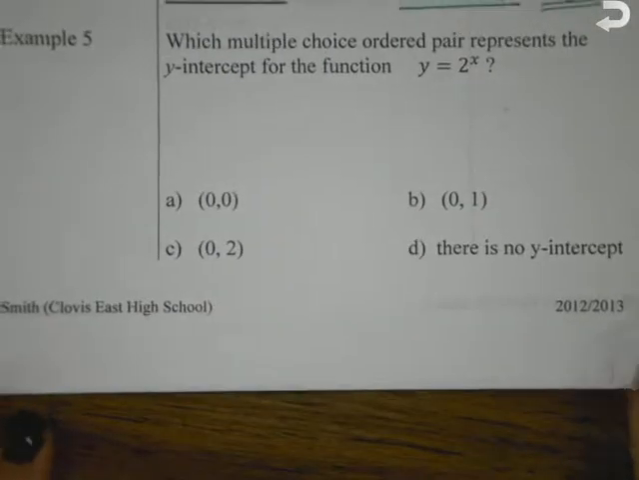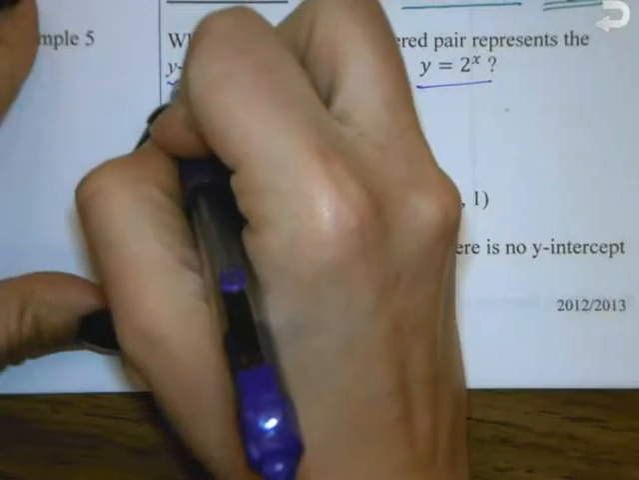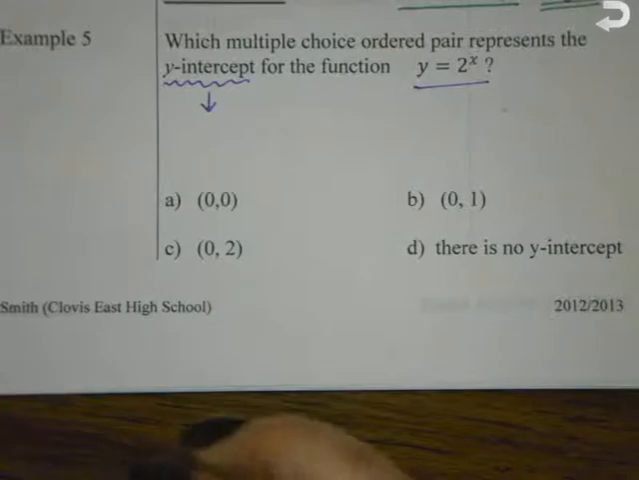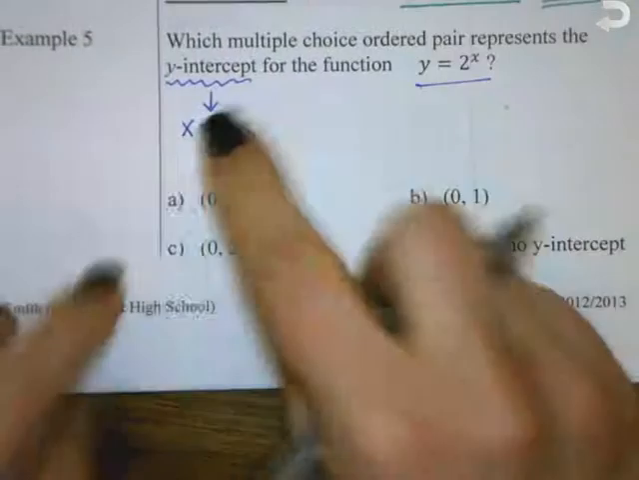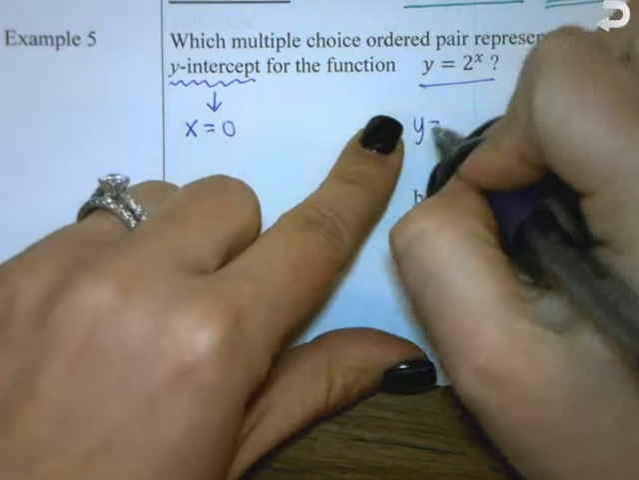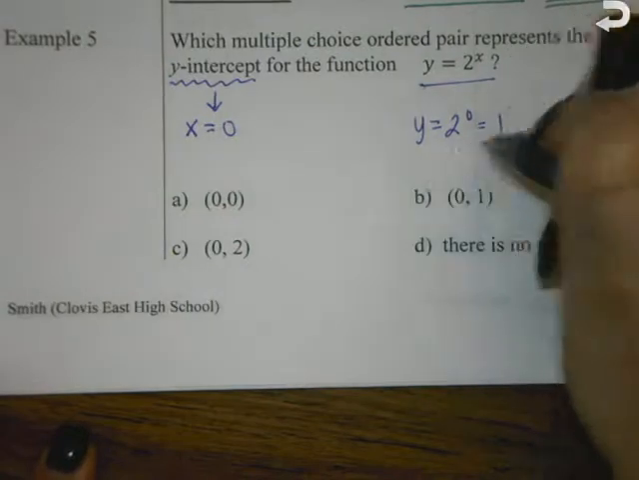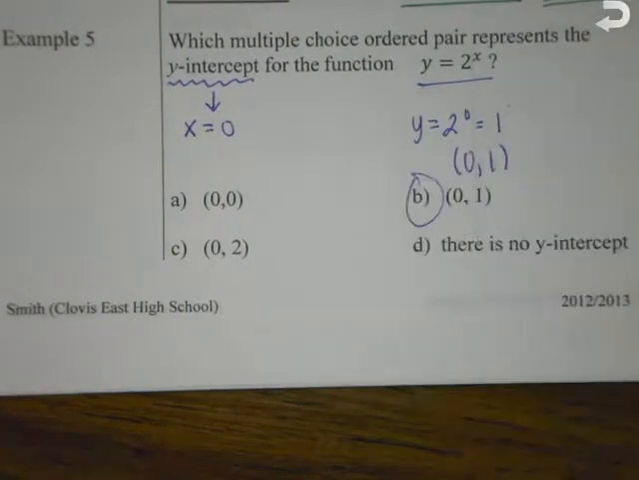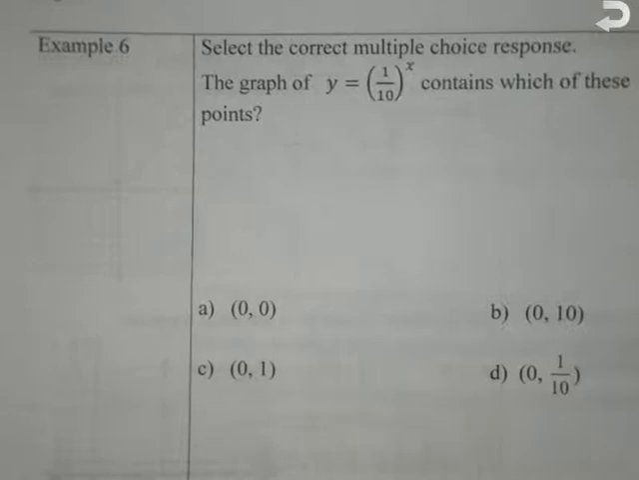So I do want you to write this one down. Which multiple choice ordered pair represents the y-intercept of the function y equals 2 to the power of x? Okay, so it's asking me for the y-intercept. If I'm looking for the y-intercept, what would I plug in for x? You guys remember? Your y-intercept is where x equals 0. So all you're going to do is plug in 0 for x. So y equals 2 to the 0, which comes out to what? 1. So what would our y-intercept be? 0, 1. So B. Okay. We did already ask this, is my y-intercept always 0, 1? As long as there's nothing being added or subtracted to the back of your function, it will always be 0, 1. Okay.